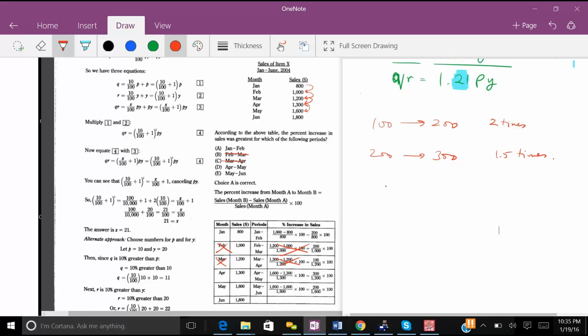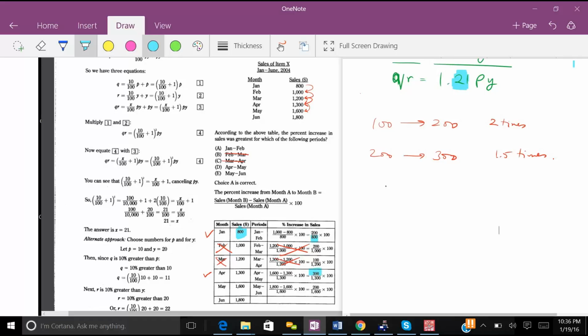So we need to do the COP method. We need to check April. We need to check January because we need to compare which one is better. January has a better lower number, 800. This is better for January, but for April this 300 is better.